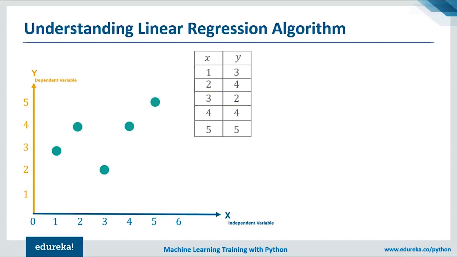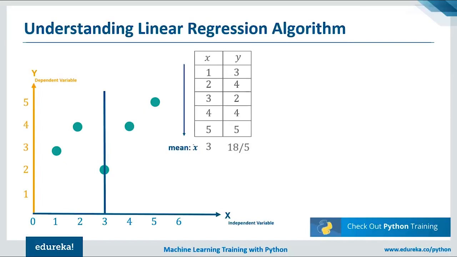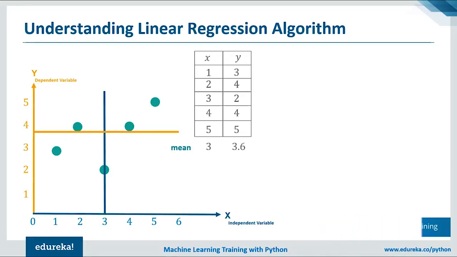Alright. So moving on ahead, let's calculate the mean of x and y and plot it on the graph. Alright. So mean of x is 1 plus 2 plus 3 plus 4 plus 5 divided by 5, that is 3. Alright. Similarly, mean of y is 3 plus 4 plus 2 plus 4 plus 5, that is 18. So 18 divided by 5, that is nothing but 3.6. Alright. So next we'll plot our mean, that is (3, 3.6), on the graph. Okay. So there's a point (3, 3.6).